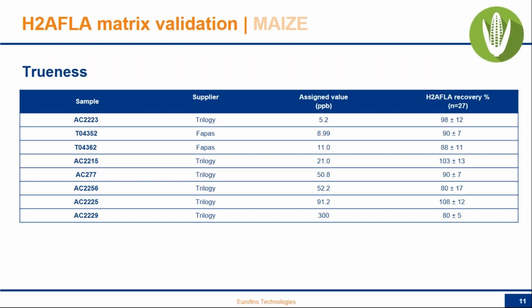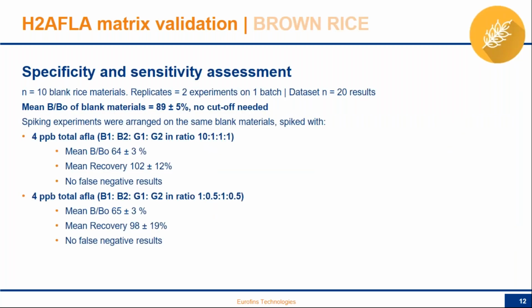For brown rice, we had so far smaller availability of samples. We worked on 10 materials and 1 batch only, so the data set is definitely smaller. In this case, we did not notice any matrix effect. We didn't need then to set any cutoff value.